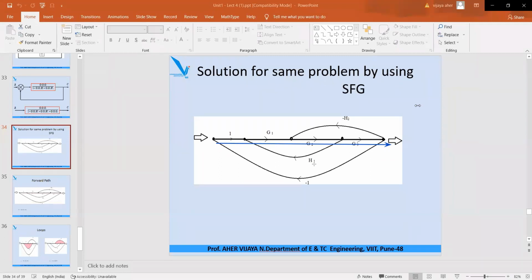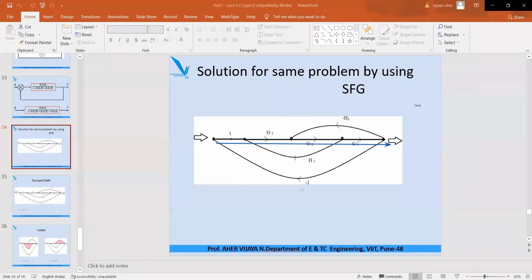So I have replaced by SFG. Now this is nothing but third loop. Using G1, G2, G3 and feedback signal is minus. Okay, to RS. This is nothing but your summing point. This is summing point. This is also summing point. This is also summing point.